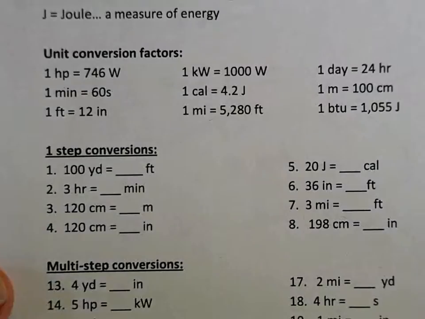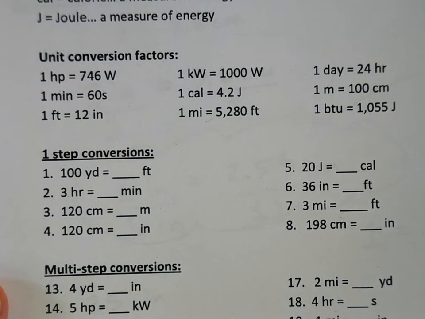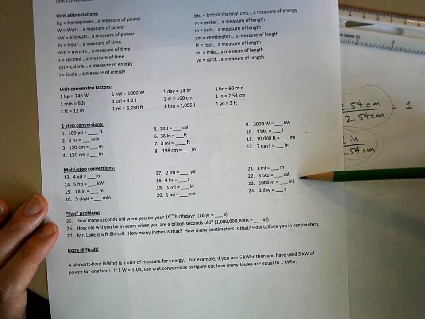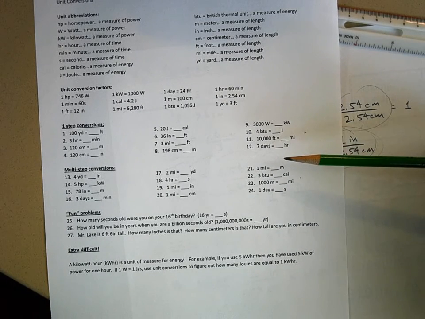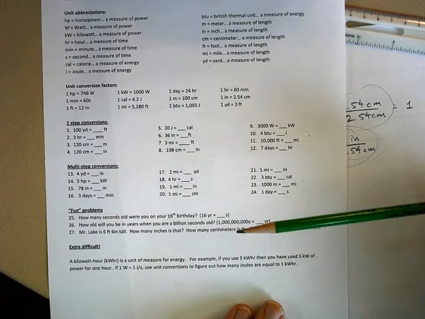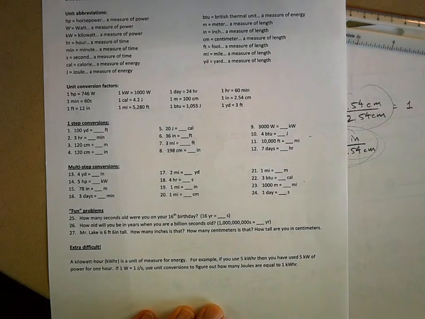Okay, so what you're going to do now is you're going to solve these unit conversion problems. 1 through 12 are relatively simple, but 13 through 24 are a little bit harder because you have to convert twice. And then these last 3 are kind of fun problems, and then this last one is kind of an extra credit problem. Well, let's do number 1. I'll show you how I want you to set these up.